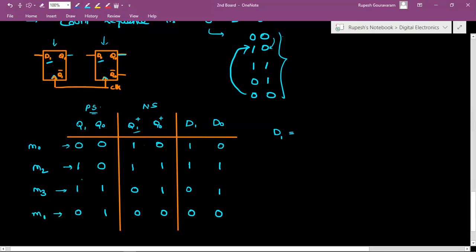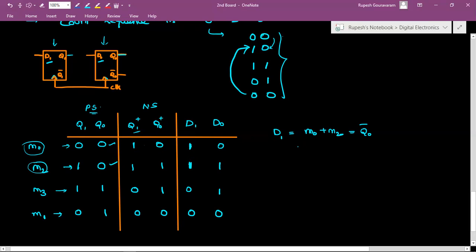Okay. Now D1 occurs as 1 for two minterms. First one is M0 and second one is M2. So D1 will be M0 or M2. For both cases it will be 1. Or you can write it directly as Q0 bar. Okay. Q0 bar. See, Q0 bar is 0. So whenever it is 0, our D1 is becoming 1.